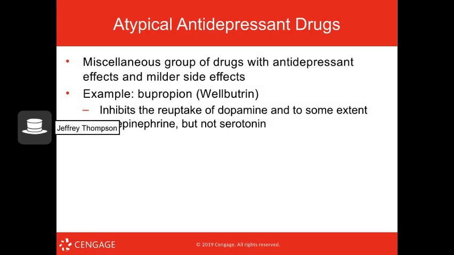Then we have atypical antidepressant drugs. These are a catch-all for all other drugs that can lower your depression. An example of this is Wellbutrin, which is going to inhibit the reuptake of dopamine and norepinephrine to some extent, but not serotonin.